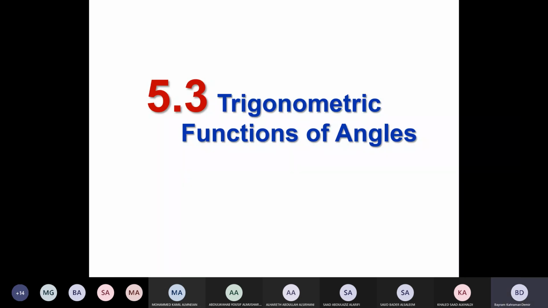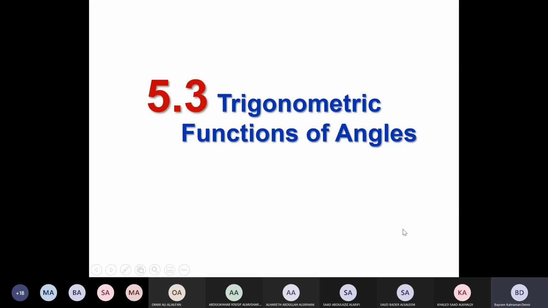Yes, in 5.3, we will calculate the trigonometric functions of angles, not only the famous angles that we know already, like 30 degrees, 45 degrees, and 60 degrees, but we are also going to calculate the trigonometric values of any angles, by using the famous angles sometimes, or by using a point on the terminal side to calculate the trigonometric ratios.